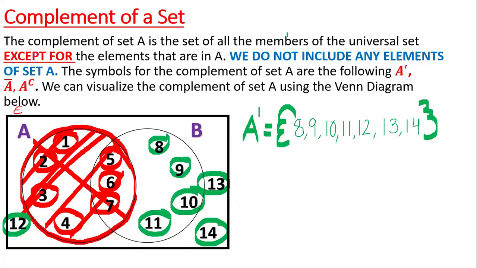All right. Does that make sense to y'all? Let me know if that makes sense. Yes, sir. Yes, it does. Good. So what are we saying? We're saying we do not include any of the elements in A. But we do include everything else that's in the universal set. So with the 8, the 9, the 10, the 11, the 13, the 12, and the 14.